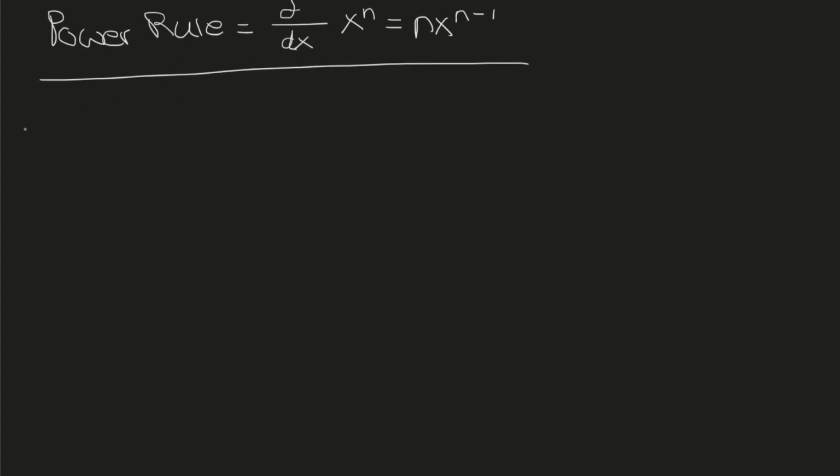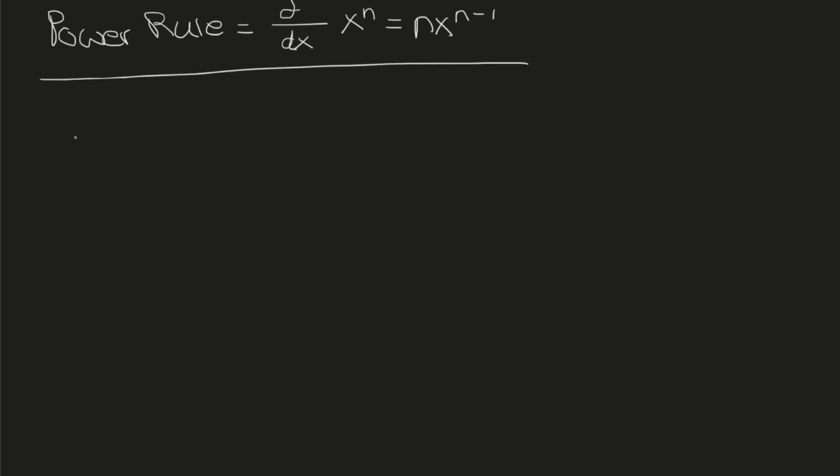So what the power rule says is that given any polynomial in the form x to the n, the derivative, d over dx, of our function x to the n, where n can be any constant, would be n times x to the n minus 1. With that in mind, let's look at a few examples.